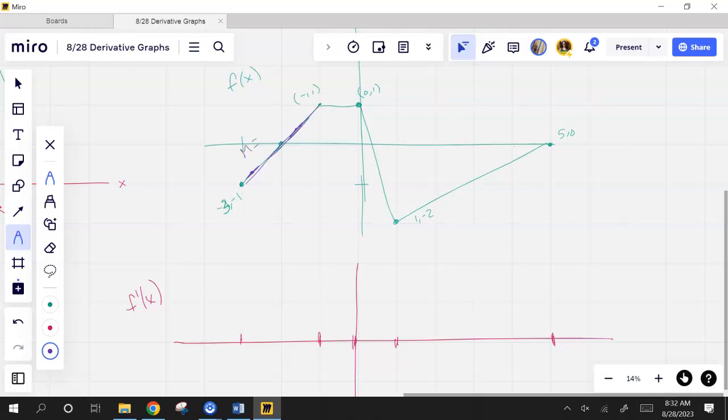What's the slope here? It's 1, right? Up 1 over 1, up 1 over 1. Or 1 minus -1 over -1 minus -3. Right?